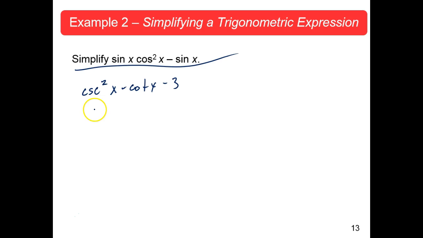A little louder. What is cosecant in terms of sines or cosines? It's 1 over sine. So this, since it's squared, that's 1 over sine squared x, minus... and what is cotangent in terms of sine and cosine? It's what?